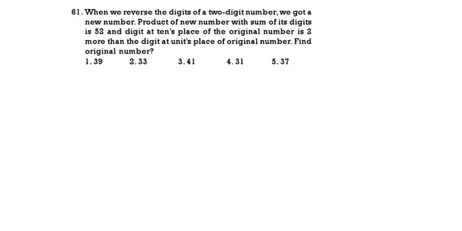When we reverse the digits of a 2-digit number, we get a new number. The product of the new number with the sum of its digits is 52. The digit at the tens place of the original number is 2 more than the digit at the units place of the original number. Find the original number. So here there are two conditions.